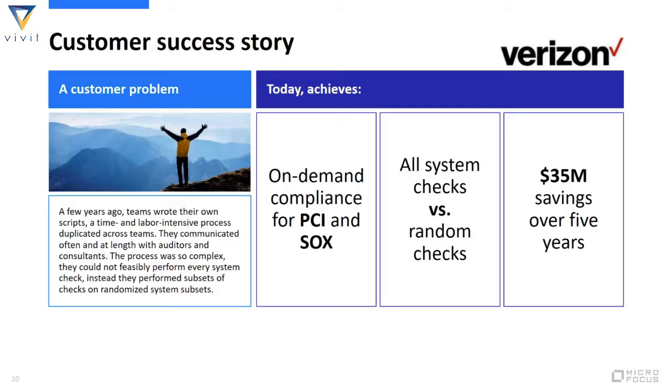The end result? A more comprehensive audit against their compliance benchmarks, a reduction in errors and manual processes, faster MTTR for compliance issues, and a $35 million savings over 5 years. You can read more about the Verizon success story by visiting our resources page at microfocus.com/resources and search for the keyword Verizon.